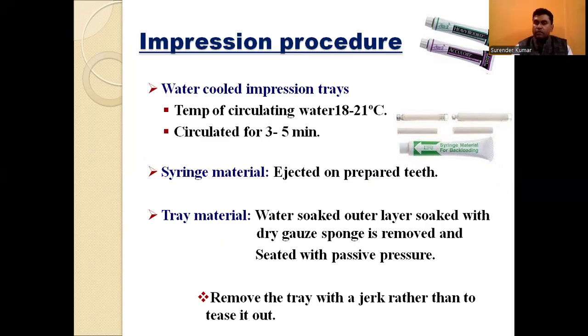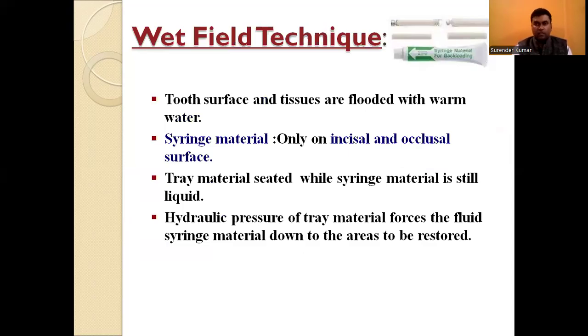Now, impression procedure: you need a water-cooled impression phase. The temperature of the circulating water should be 18 to 21 degrees centigrade, and is circulated for 3 to 5 minutes. The syringe material is ejected on the prepared teeth, whereas the tray material, which is water soaked, outer layer soaked with dry gauze sponge, is removed, and then it is seated with passive pressure. And then remove the tray with a jerk rather than teasing it out. Again, we are saying this, you have to remove it in a snap so that there is no permanent deformation.